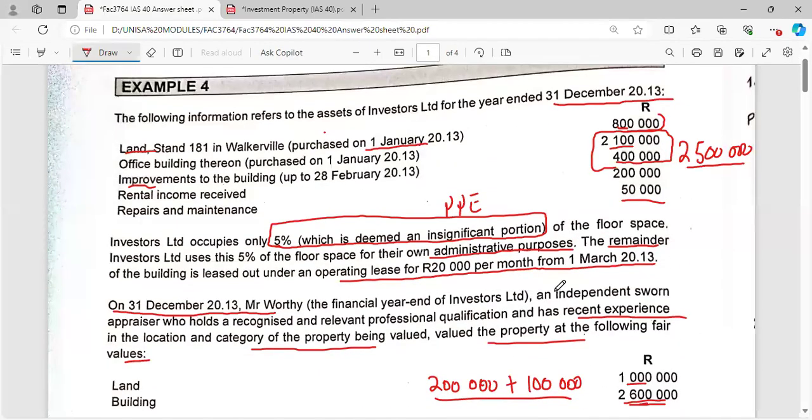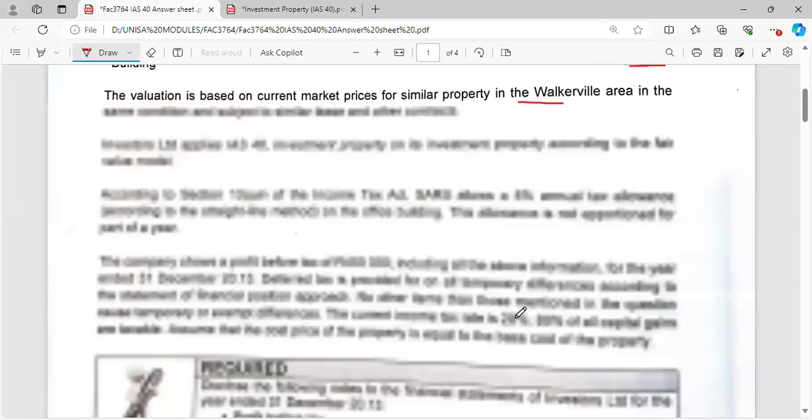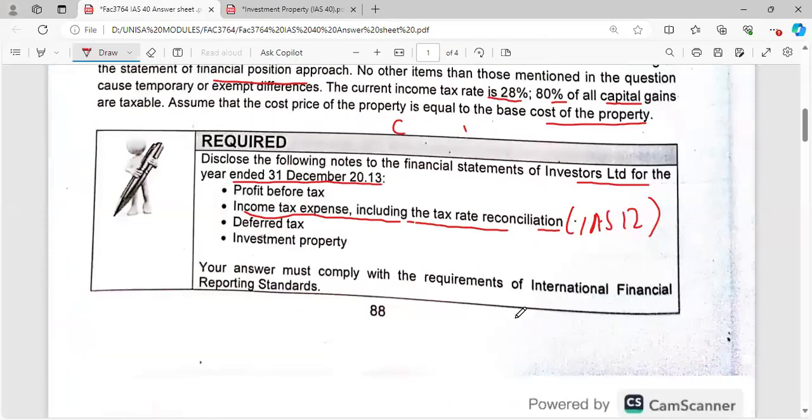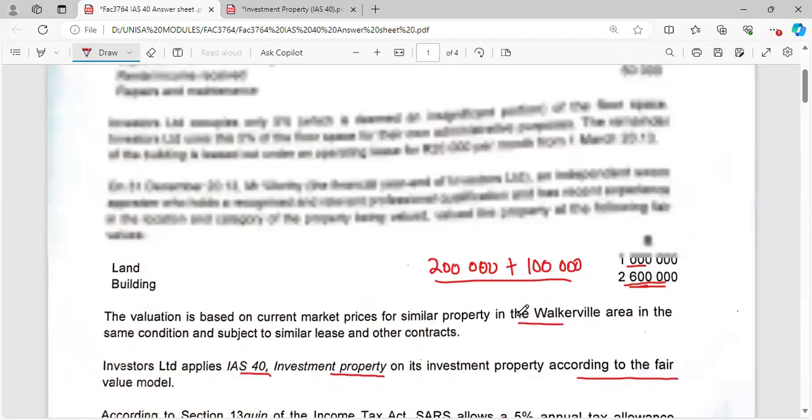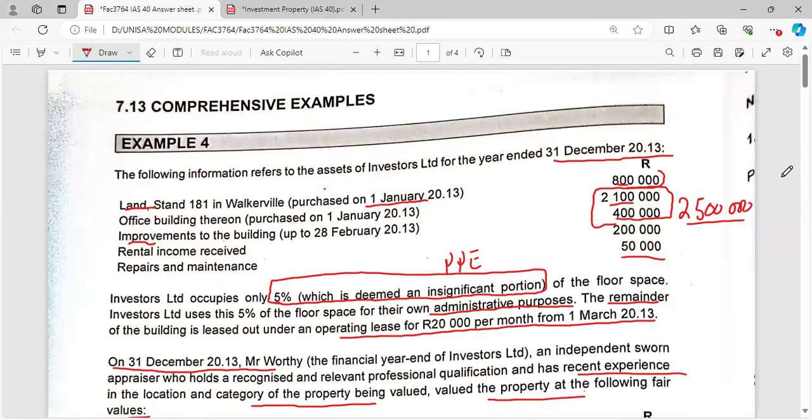This 20,000 is the one they multiply by 10 to make up this 200,000, because it started from 1 March. So it's included in this 200,000. Yes, and then the 100,000, sorry, I missed it. Oh, you missed the 100,000, eh? Yes. Okay. So our 100,000 comes from here.